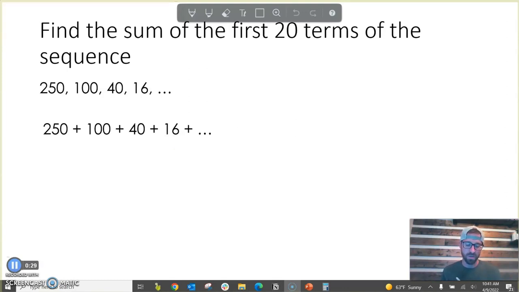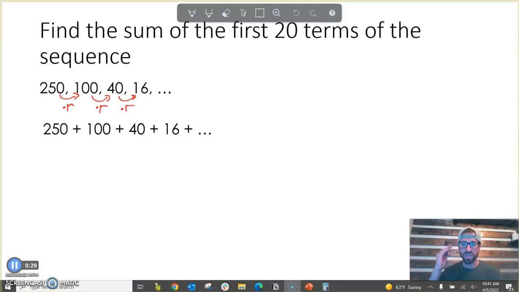A geometric sequence or series is when you multiply to get to the next term in the relationship. So we're not adding or subtracting, we're multiplying, and we're going to call that number that we multiply by the common ratio, and we'll use r to describe it. So some number times r is 100, times that same number r is 40, so on and so forth.